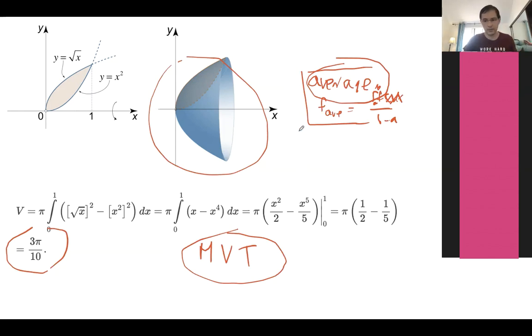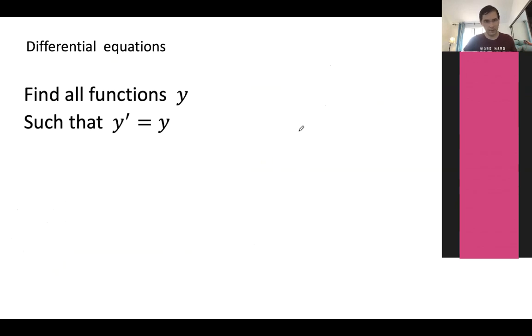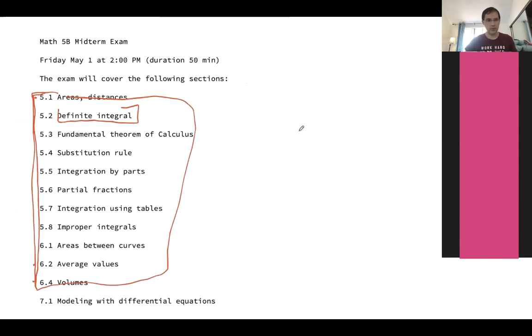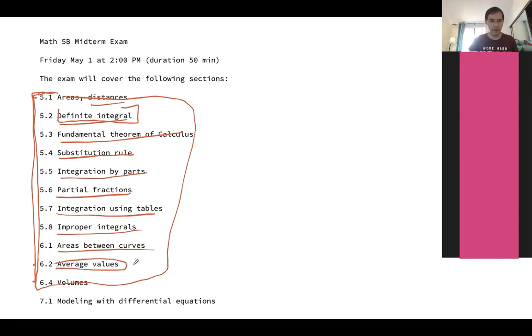I think that's all I have to say for today, because we have no time for differential equations. Let me get back to the very first slide that we mentioned. The exam will be from section 5.1: area, distance, definite integral, fundamental theorem of calculus, U substitution, integration by parts, partial fractions, integration using tables. We don't have to absolutely memorize all of those. Improper integrals, area between functions, average value of the function, and the mean value theorem, and then volume. We won't be including differential equations.